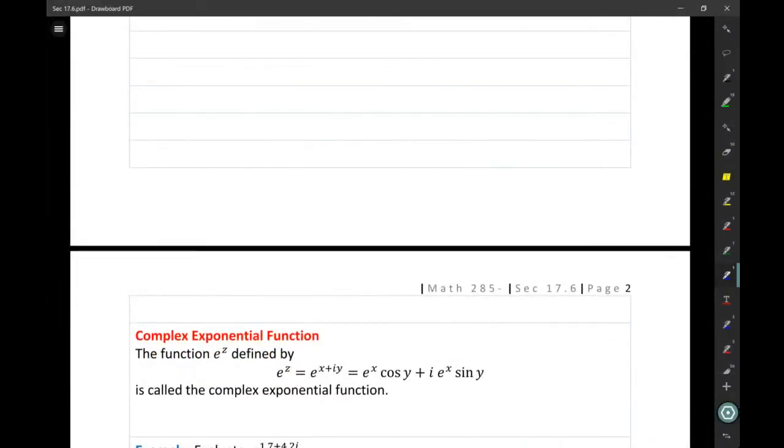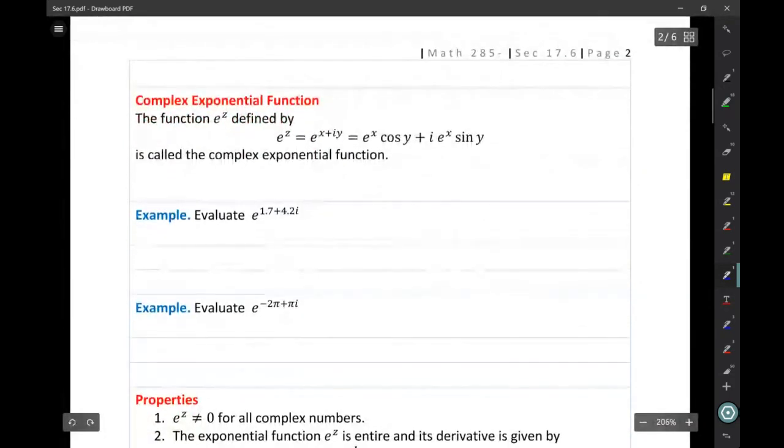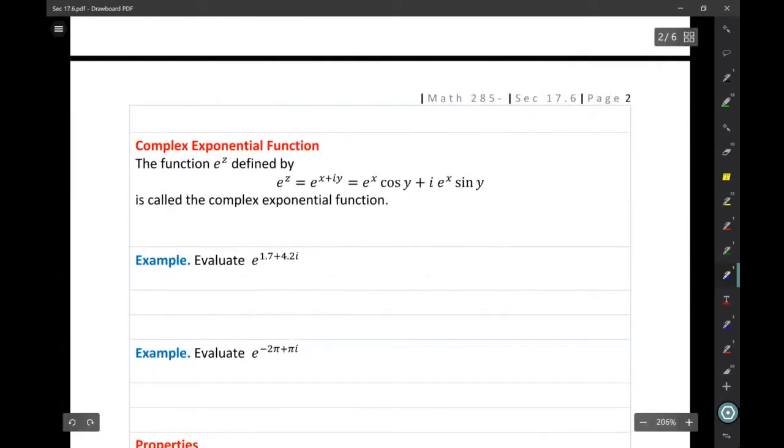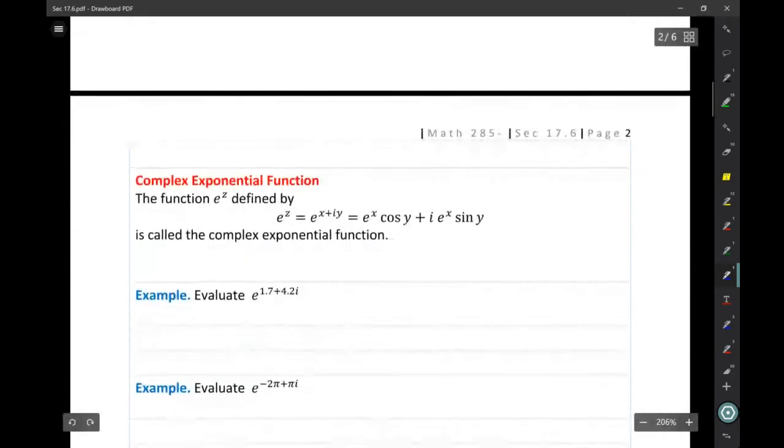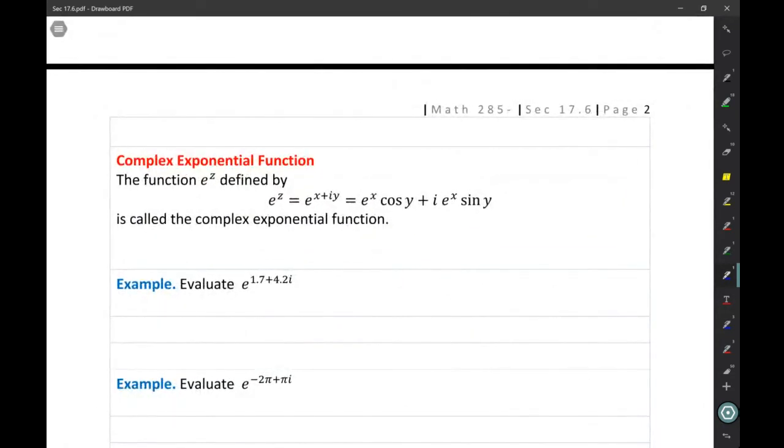Okay, now start from the beginning. Complex exponential. We already learned the complex exponential before in section 17.3. Now e to the power z. When we have the complex number z equal to x plus iy, then e to the power z is equal to e to the power x plus iy, which is e^x cosine y plus i e^x sine y.